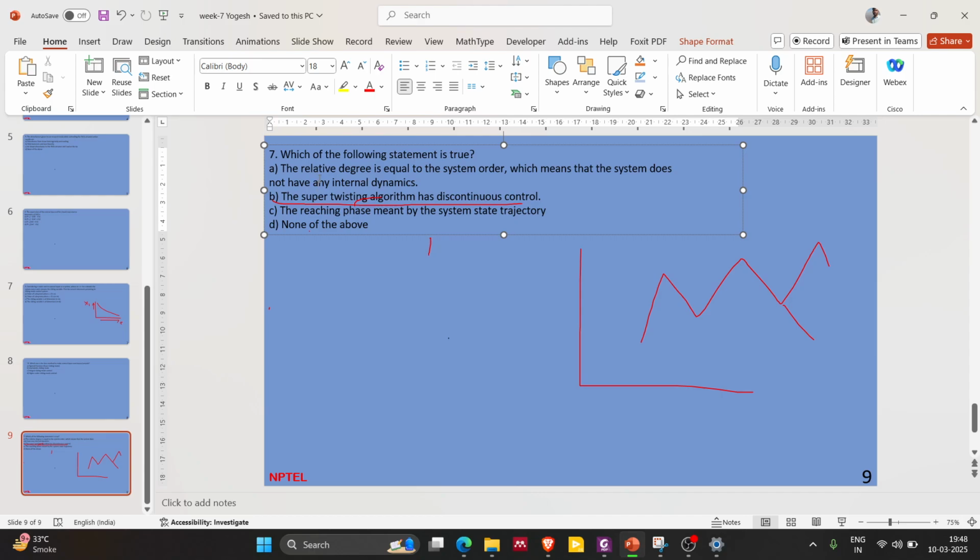And let's go to the A option. The relative degree is equal to the system order, which means that the system does not have any internal dynamics. I think this is a bit more comprehensive. For this kind of question, you need to dig deeper. So the relative degree is equal. Let's say if you have some degrees of freedom equal to the system order.